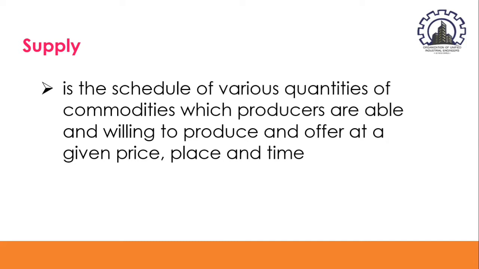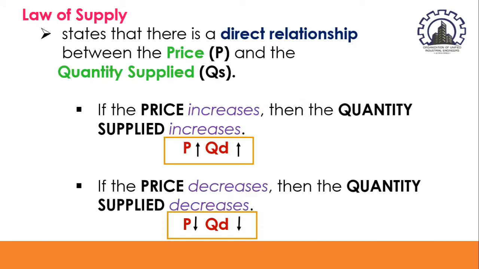The law of supply states that there is a direct relationship between the price and the quantity supplied. In other words, if the price increases, then the quantity supplied increases. And if the price decreases, then the quantity supplied also decreases. Now, in order for us to better understand the law of supply, let me show you an example.